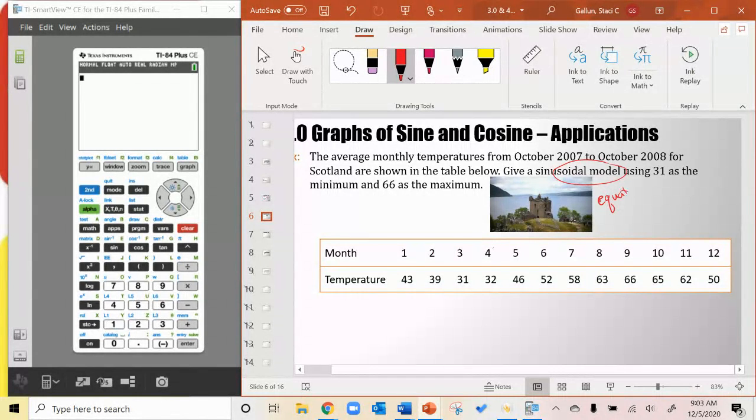equation, using 31 as the minimum and 66 as the maximum, right? So here we're just writing this model. So I'm using this as my minimum, this is my maximum. My independent variable is the month that it's happening in, and my dependent variable is the actual temperature.